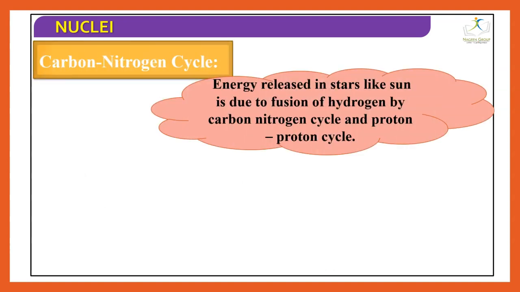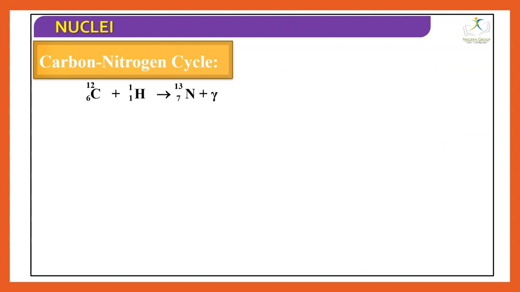Carbon-nitrogen cycle. Energy is released in a star like the sun due to the fusion of hydrogen by the carbon-nitrogen cycle and the proton-proton cycle. Like, C12 (6C12) plus 1H1 gives 7N13 plus gamma. 7N13 gives 6C13 plus 1E0 plus a neutrino.